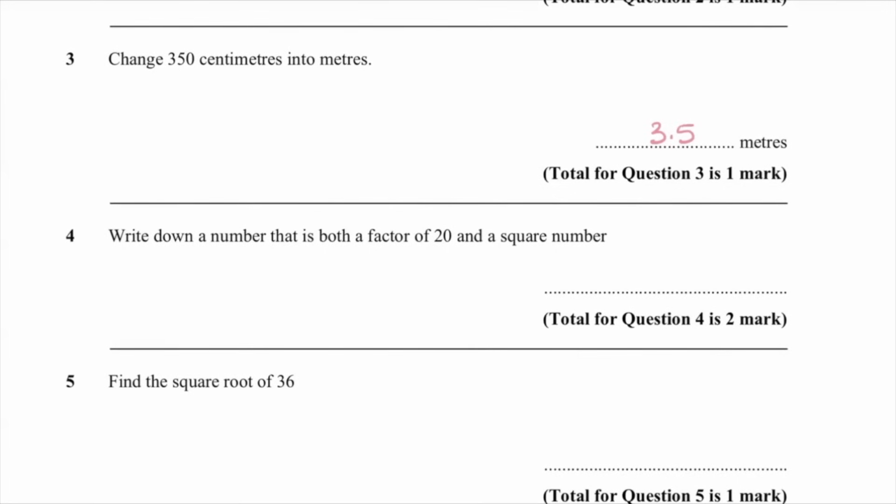Okay, we're being asked to write down a number that is both a factor of 20 and a square number. So let's find the factors of 20 first. That's all the factors. And now we just got to search out that square number. Now there are actually two. 1 times 1 is 1 and 2 times 2 is 4. Either of those would be the correct answer. And I'm going to put 4 down.